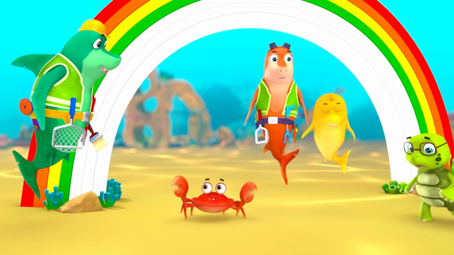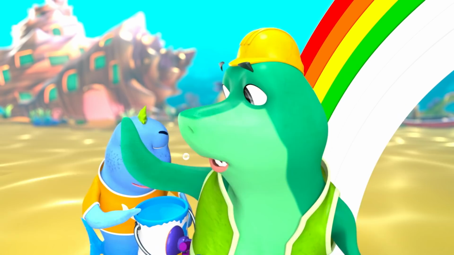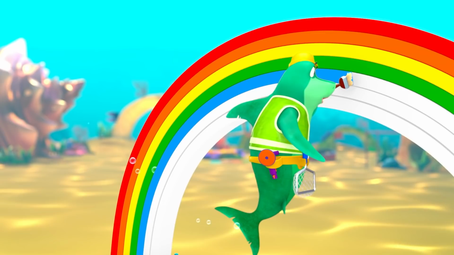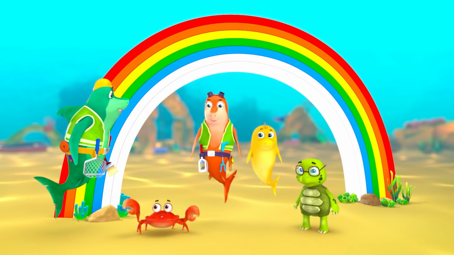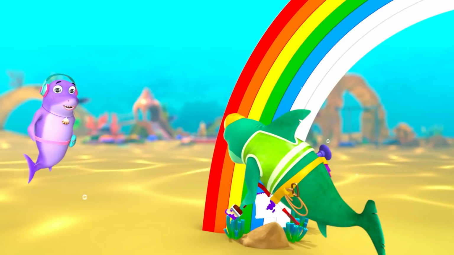Lots of colours in the sea. What the colour that we see. So many colours in the sea.